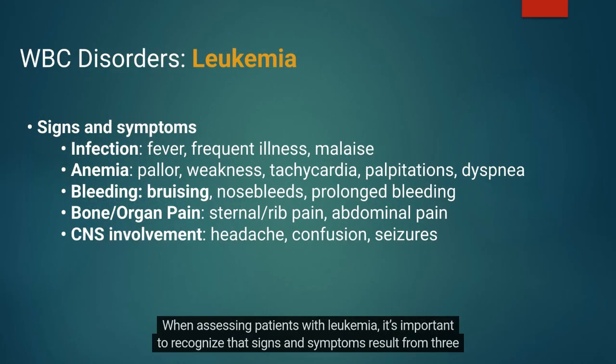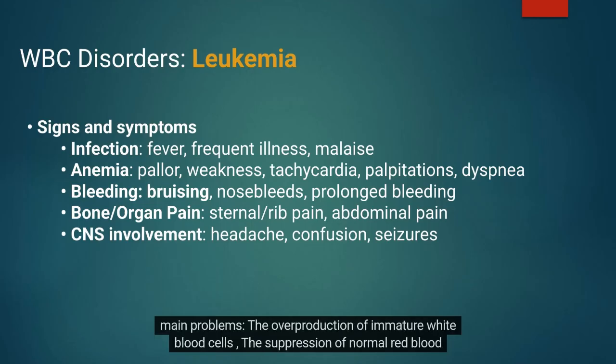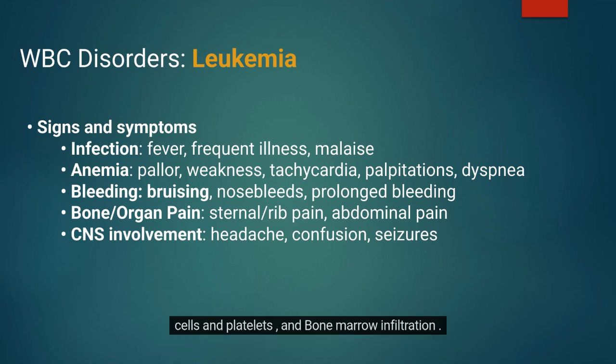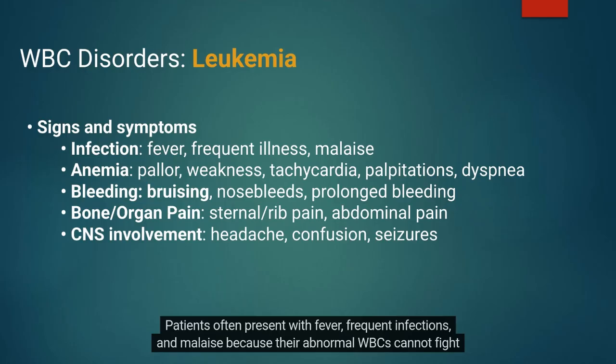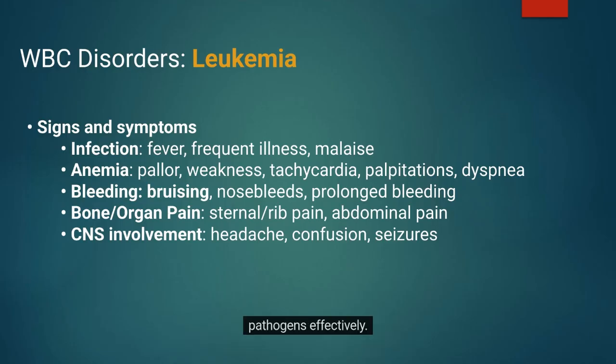When assessing patients with leukemia, it's important to recognize that signs and symptoms result from three main problems: the overproduction of immature white blood cells, the suppression of normal red blood cells and platelets, and bone marrow infiltration. Patients often present with fever, frequent infections, and malaise because their abnormal WBCs cannot fight pathogens effectively.